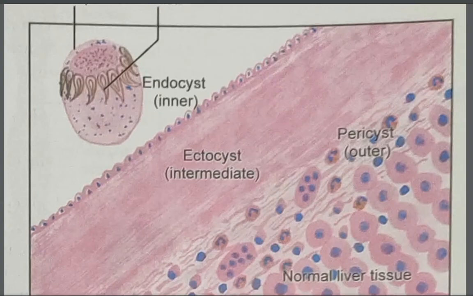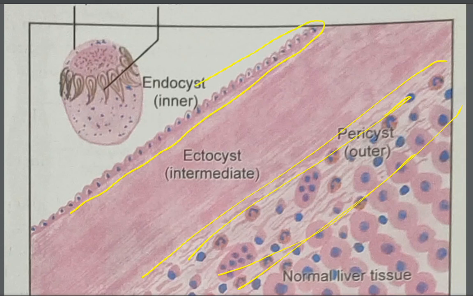You can see the microscopy feature. This image shows the hydatid cyst in liver. Here these are the normal liver tissues. Here you can see the pericyst. It consists of a fibrous capsule and is formed due to fibroblastic proliferations. This is the ectocyst, which is made up of hyaline material, and this cellular layer is the endocyst. And these are the brood capsules. Let me discuss this later.